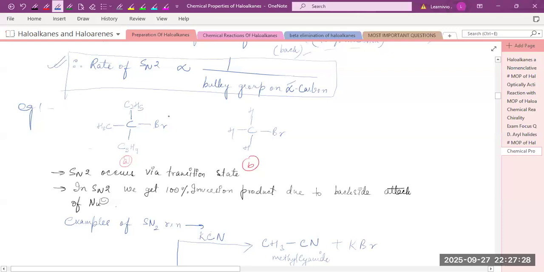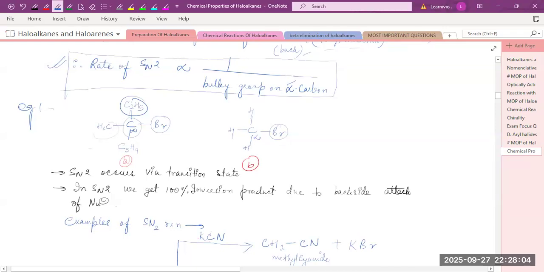So what is the alpha carbon? This functional group is attached to this carbon, so this is your alpha carbon, and these are beta carbons. Similarly, in the second molecule, this is the alpha carbon. Now, when you compare these two, you can see that on the alpha carbon of the A compound there are three bulky groups attached: C2H5, ethyl, methyl, and your pentyl group.